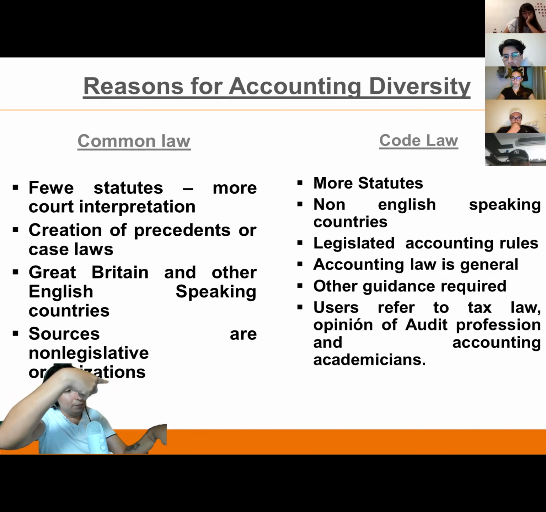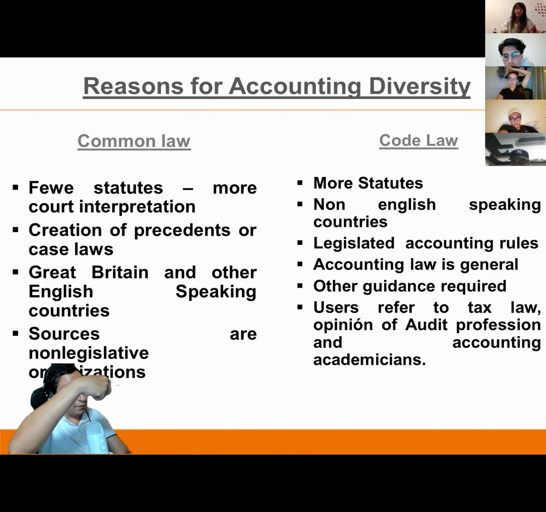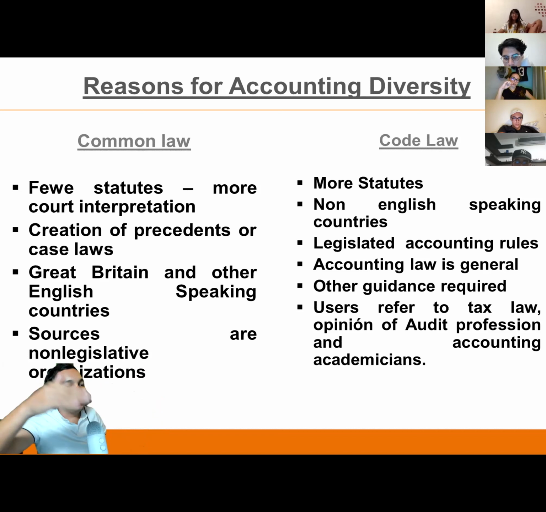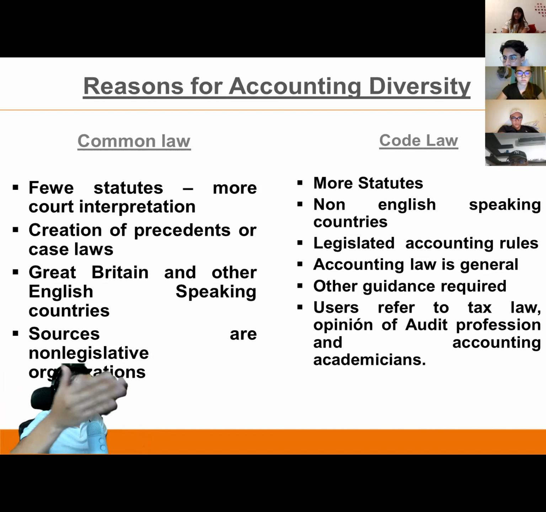If you use that sentence for that case, you can use it for this case because it's the same. It's called common law because you don't have that many established terminologies as the code law, like the tax law or the audit professions, accounting academicians. The code law is like the code for the accountancy aspect, okay?